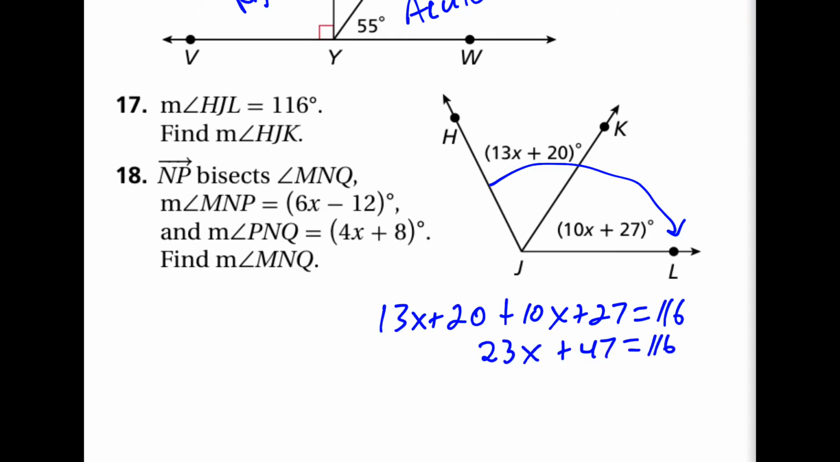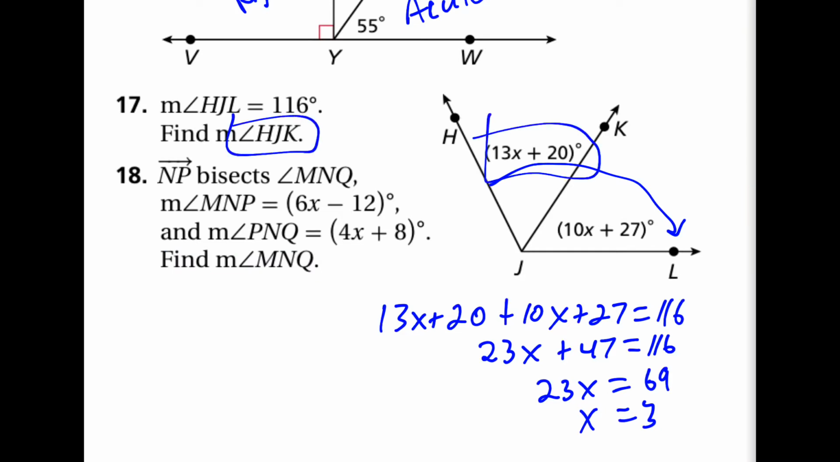So we can combine like terms. Subtract 47 from both sides. When you divide, X turns out to be 3. They want to know what the measure of MNQ is, which is this entire angle. They want to know what the measure of HJK is, which is this right here. So we plug in a 3. 13 times 3 is 39, plus 20 is 59 degrees.